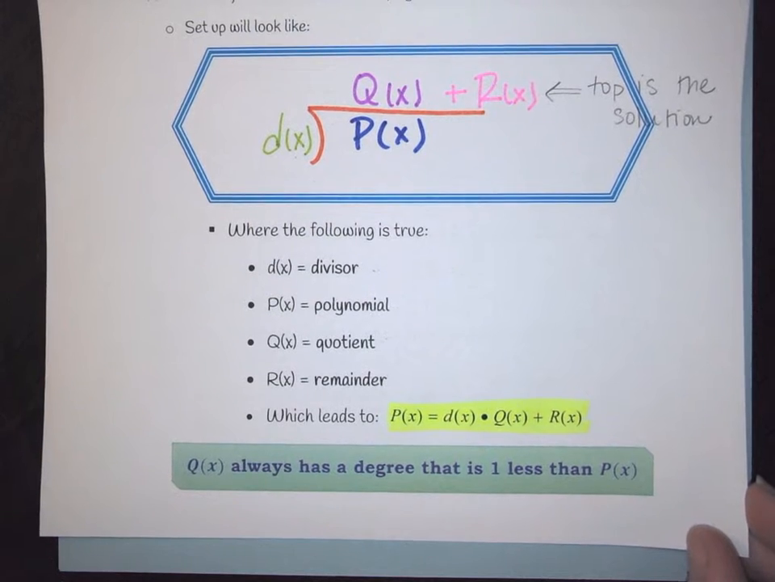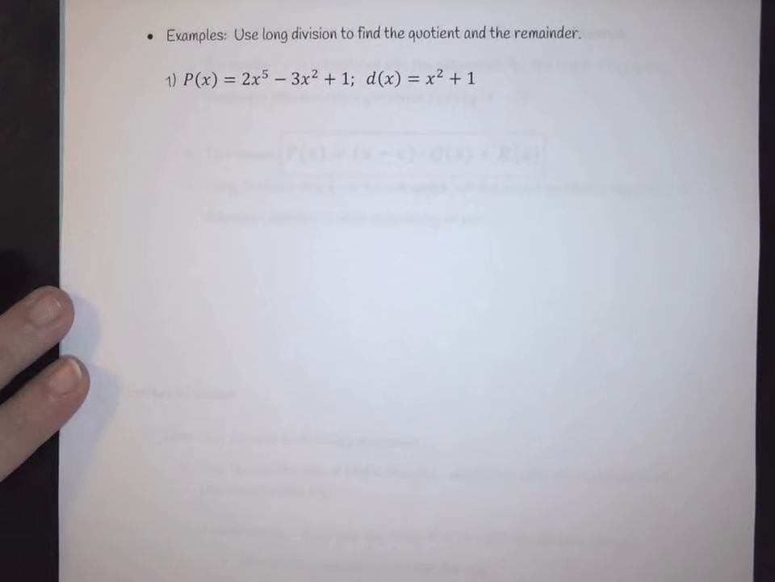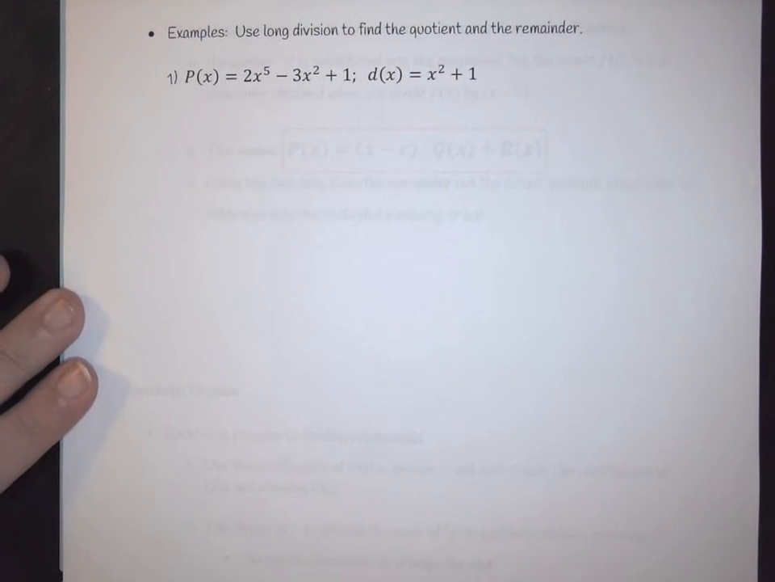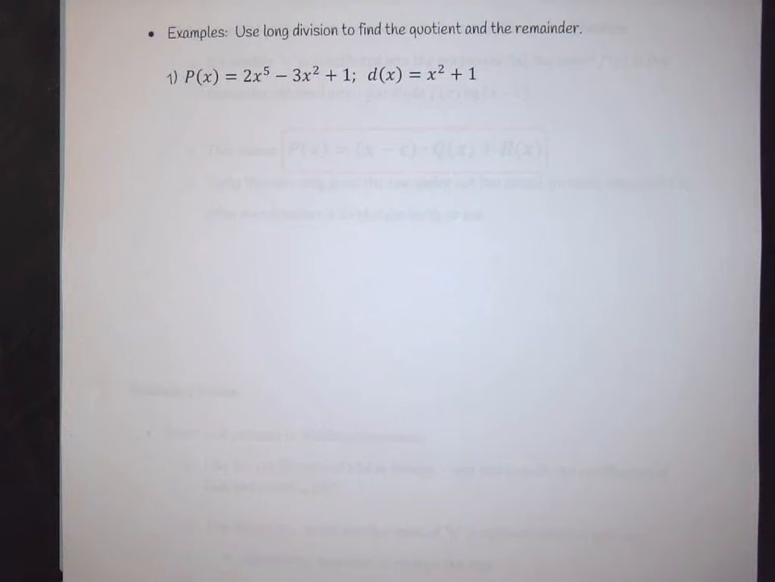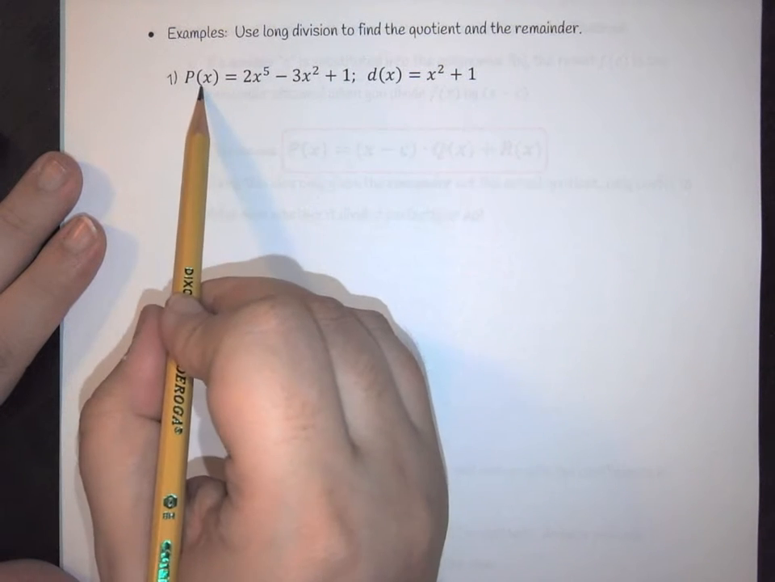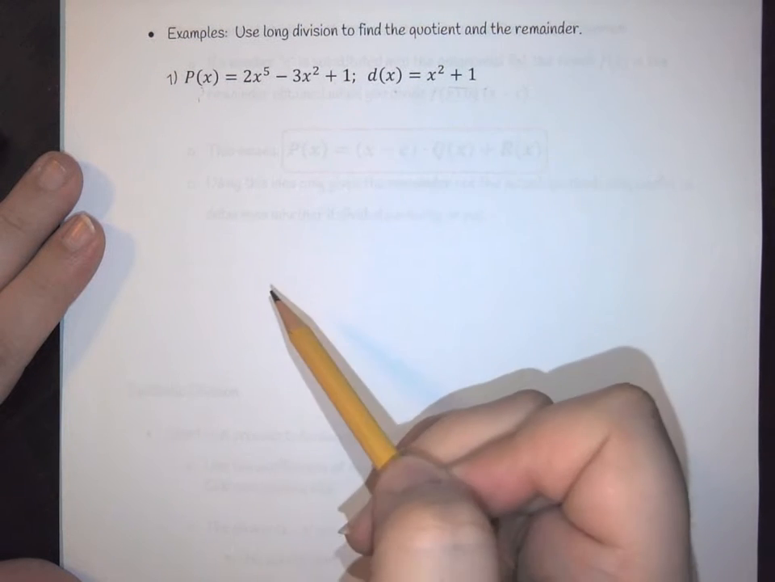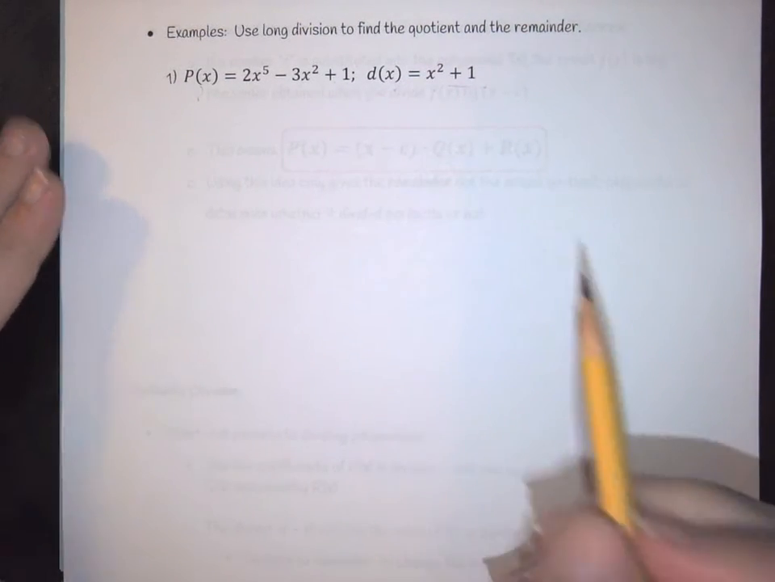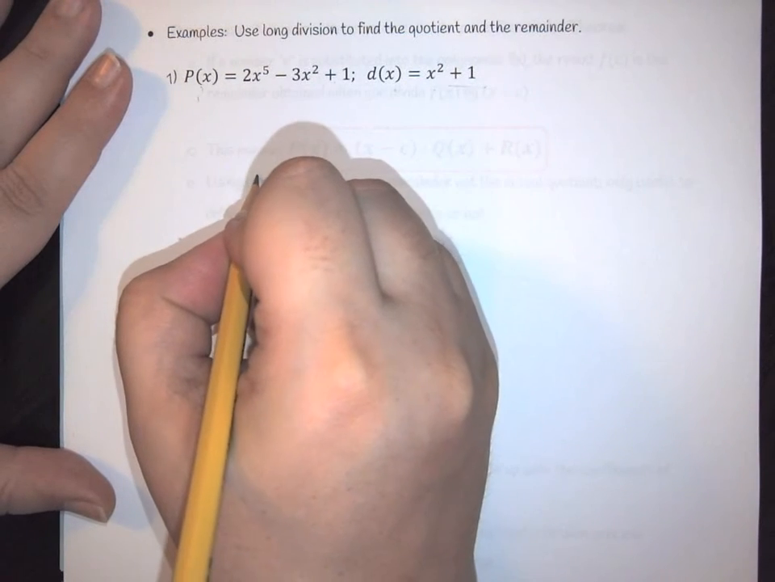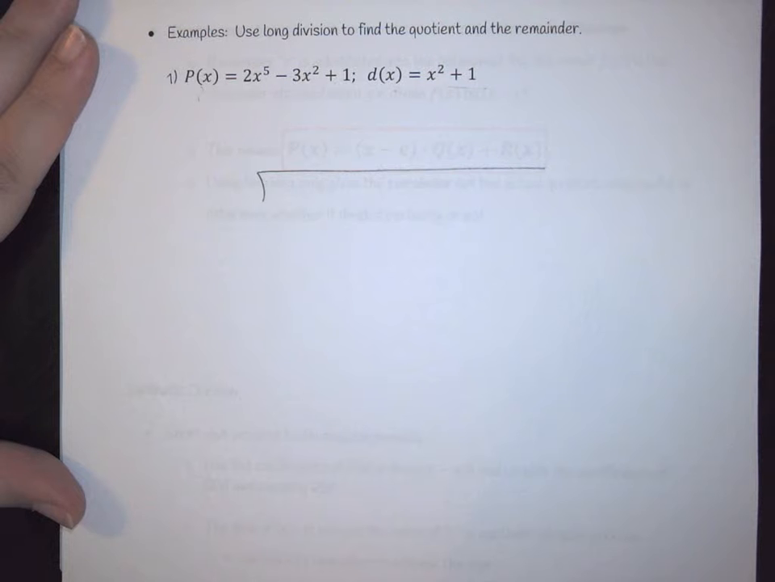With that, I want to take a look at an example of the old school method, using long division to figure out what that quotient and remainder is. First and foremost, you will be given the identifiers. Here we're telling you p of x is the following and the divisor, d of x, is the following. So you need to set yourself up. What I like to do is set myself up a big old long division and then put the information I have.